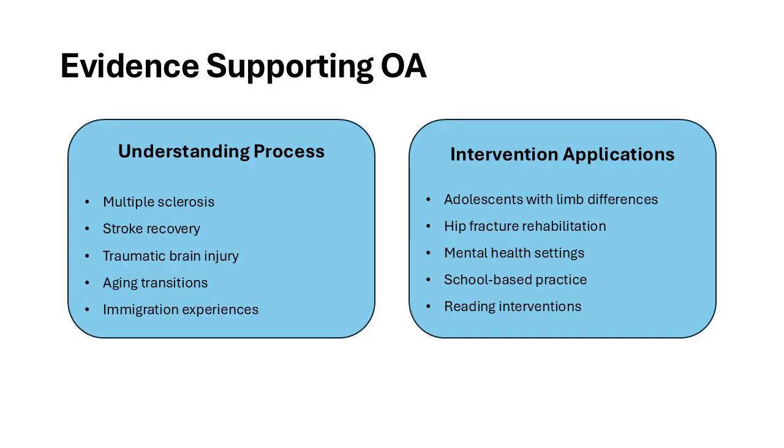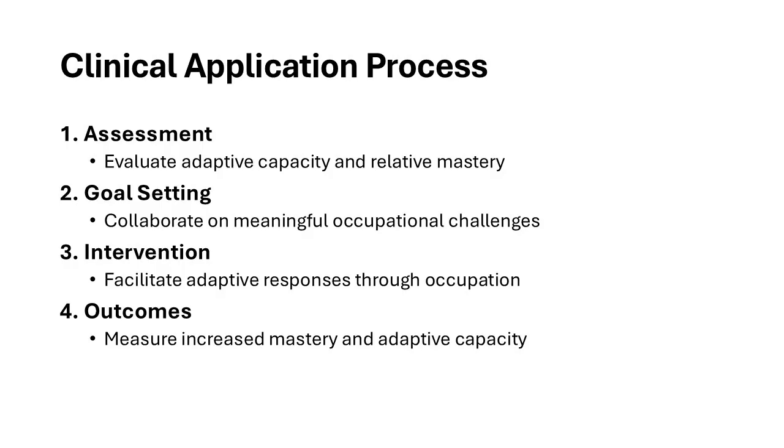So the clinical process using these elements would look like? Pretty straightforward, really. 4 steps. First, assessment, figure out their current mastery and capacity related to those meaningful roles. Okay. Second, goal setting, but it's collaborative. You work with the client to define meaningful occupational challenges they want to tackle. Client-centered. Totally. Third, intervention, using those occupations to facilitate adaptive responses, guiding them as the agent of change. Right. And finally, outcomes, measuring both the objective improvements and their subjective sense of relative mastery and, hopefully, increased adaptive capacity. It sounds really comprehensive.